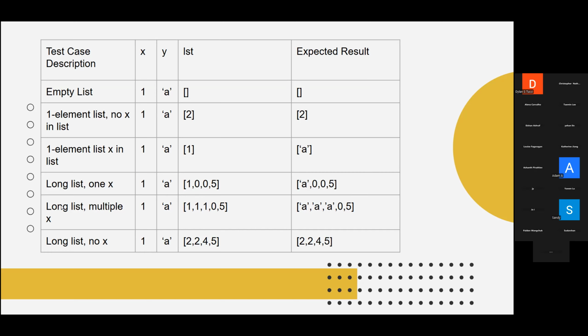And the next case is a long list with multiple x's. So we can see that one appears multiple times in the list, and we will replace every case with the letter A, and then we will get this expected string. And finally, we have a long list with no x's. Since there is no x in the list, we will not be replacing any of the elements with y. So then this is why we will just get the list that we passed in as the expected result.